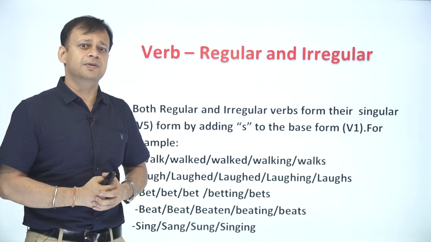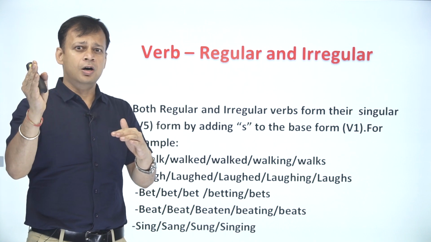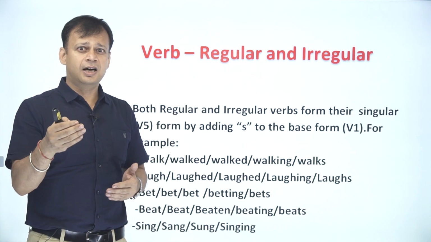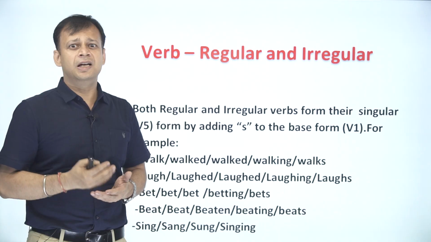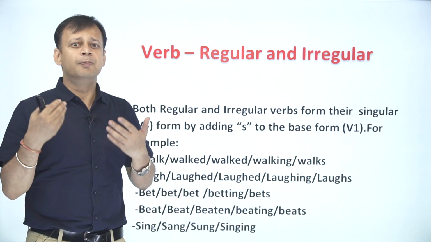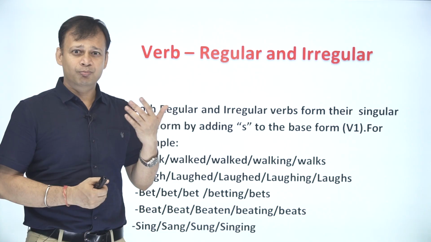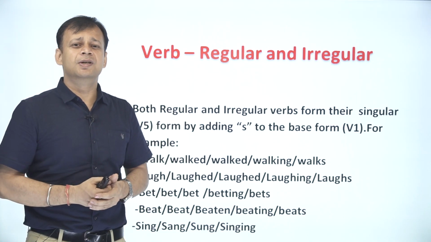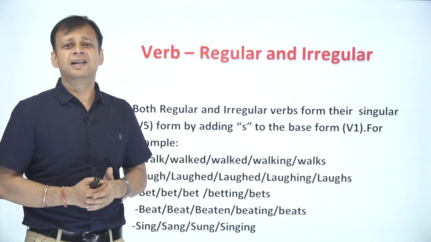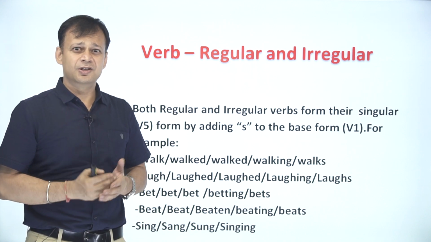Now let us look at the examples. Walk, walked, walked, walking. The fifth form, walks. We just added s to that. Laugh, laughed, laughed, laughing, laughs. Here we have added s and we got the fifth form. Bet, bet, bet, betting, bets. By adding s we got the fifth form, bets. Beat, beat, beaten, beating, beats. Once again we got the fifth form by adding s. Sing, sang, sung, singing, and the fifth form should be sings. I have not mentioned it over here because you can guess it very easily.